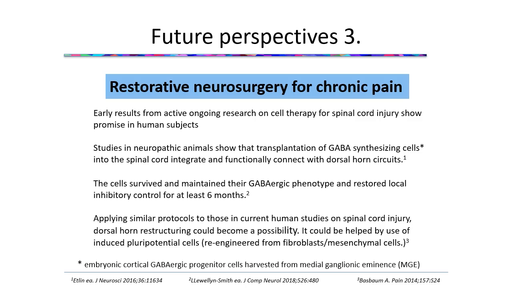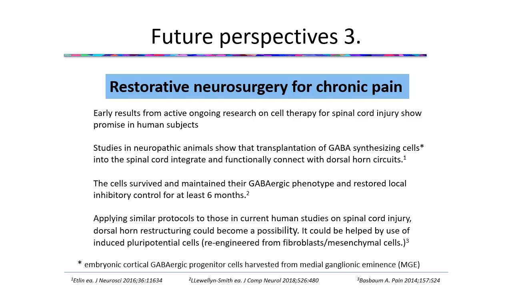In 2016, Basbaum's group studied the effect of embryonic cortical GABAergic progenitor cells transplanted into the spinal cord of neuropathic mice. These cells were harvested from medial ganglionic eminence, or MGE, and are known to be able to synthesize and release GABA. They showed that the transplanted cells integrated and functionally connected with the dorsal horn circuits. Moreover, the cells survived and maintained their GABAergic phenotype and restored local inhibitory control for at least 6 months.